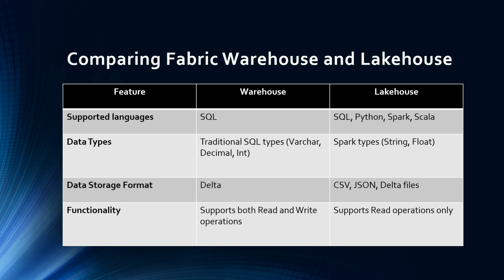Now let's go back to the Microsoft Fabric Warehouse and compare it with a Lakehouse in Microsoft Fabric. In this table, you can see the key differences between the two. The warehouse and lakehouse in Microsoft Fabric serve different purposes. The warehouse is optimized for SQL. It supports both read and write operations on traditional SQL data types stored in Delta format. On the other hand, the lakehouse is more versatile in terms of languages. It supports SQL, Python, Scala, R, and Spark. So the lakehouse mainly focuses on reading data and can handle a wider range of data formats, like CSV, JSON, Parquet, in addition to Delta files, of course. So in short, the warehouse is your go-to solution for structured data operations using SQL, while Lakehouse offers more flexibility with mixed data types and processing languages.